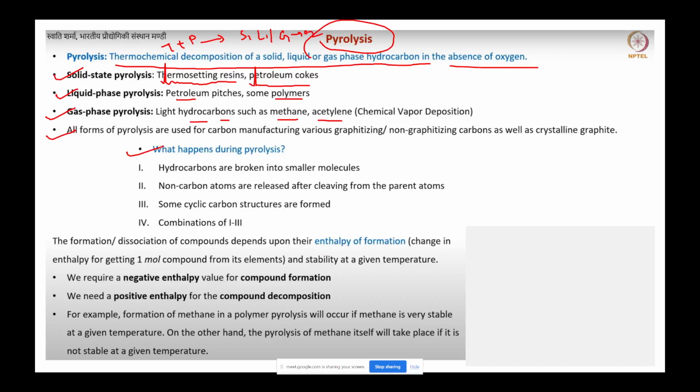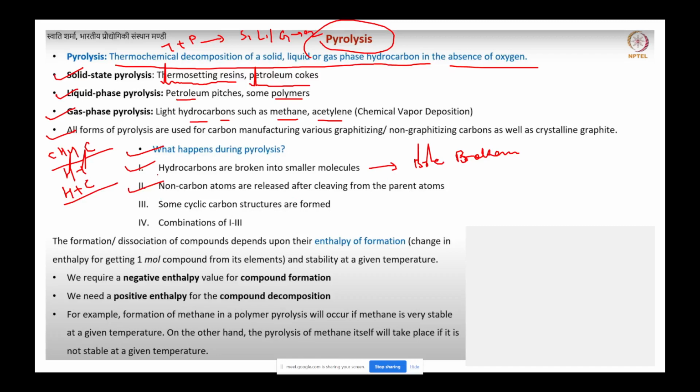So the first question is, what happens during the pyrolysis? Firstly, we are decomposing the hydrocarbon, where hydrogen and carbon both are removed. Suppose this is your hydrocarbon. The first one is that hydrocarbons are broken into small molecules.